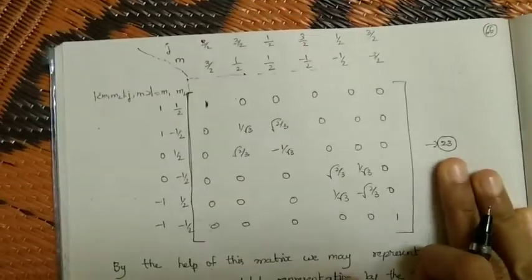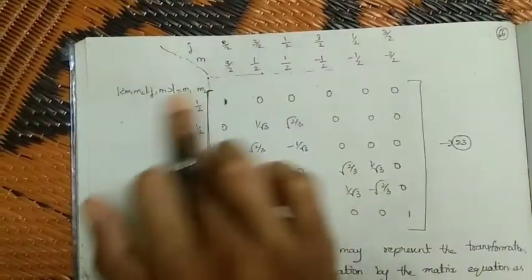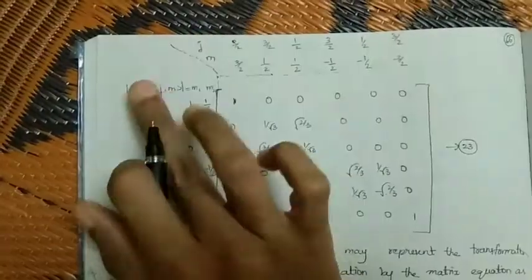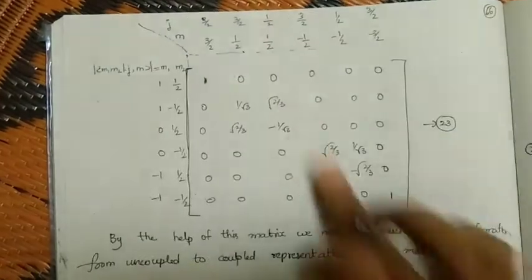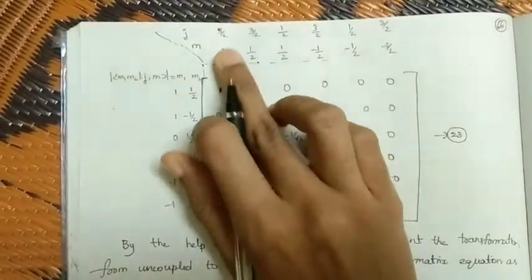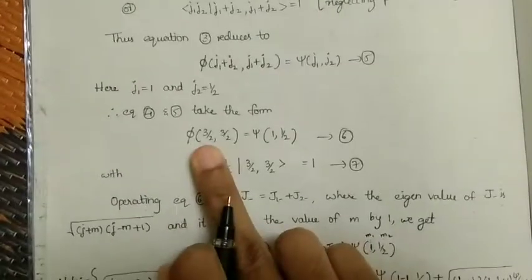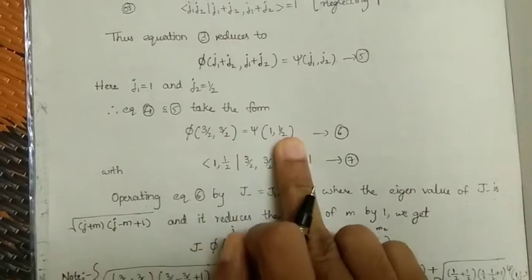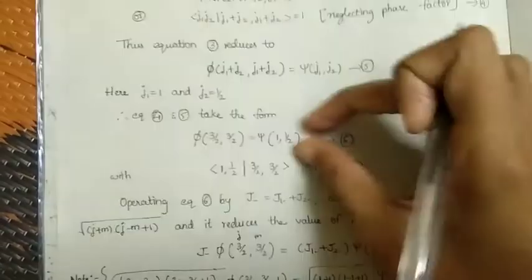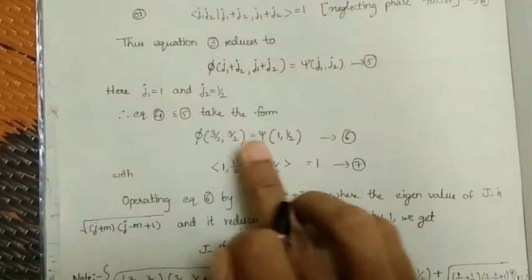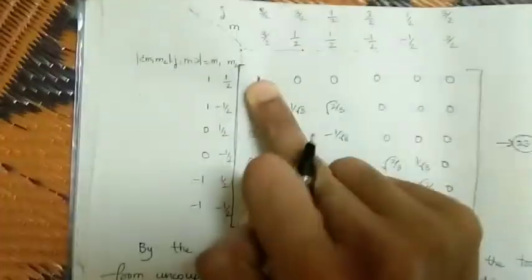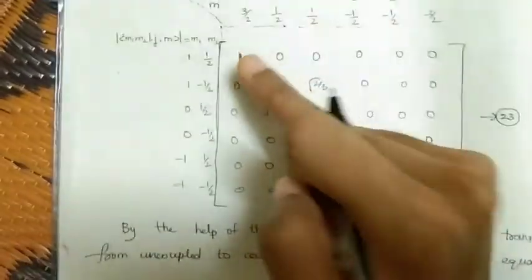Now, how to represent this matrix? This is the Clebsch Gordan coefficient matrix. This form is being converted to this form. To write this matrix, consider phi of 3 by 2 comma 3 by 2. It equals 1 into xi of 1 comma half, and the remaining coefficients are all 0.